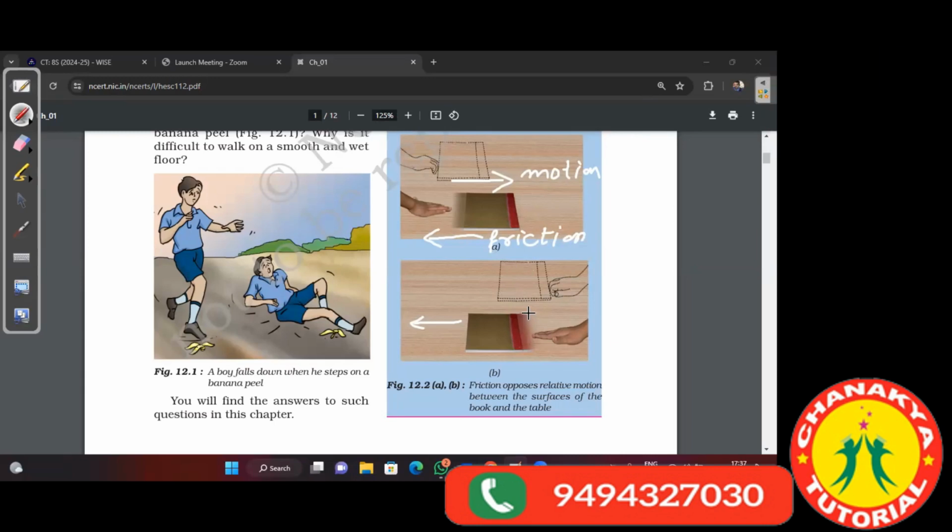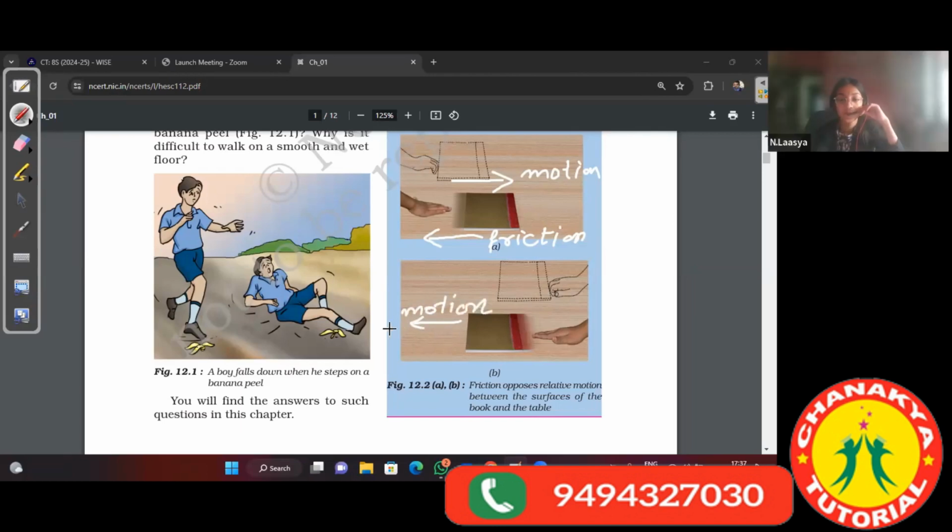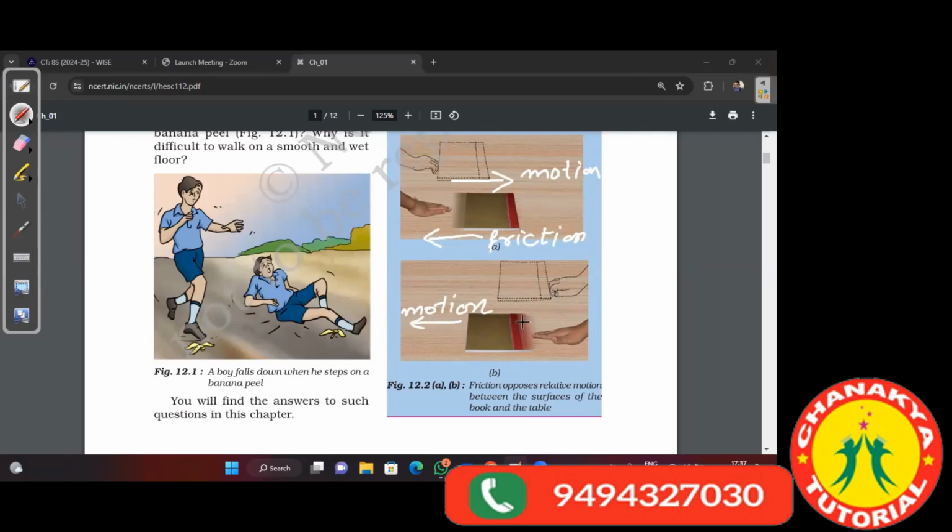Now in the second case, we are making the book move towards the right. So this is the direction of motion. What is the direction of friction then? It acts in the opposite direction, now towards the left. So friction always acts in a direction opposite to the direction of motion.